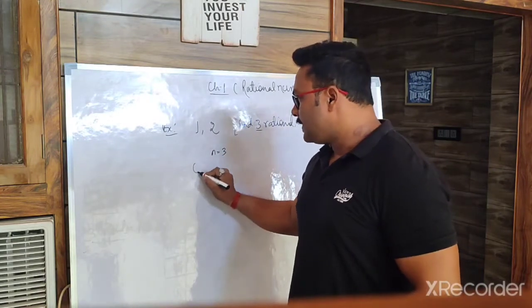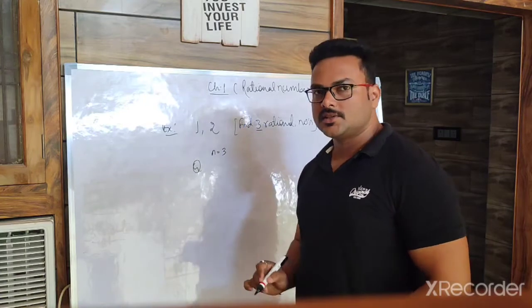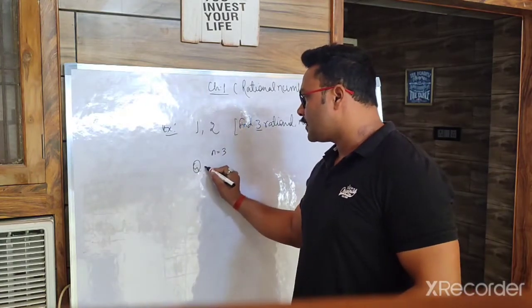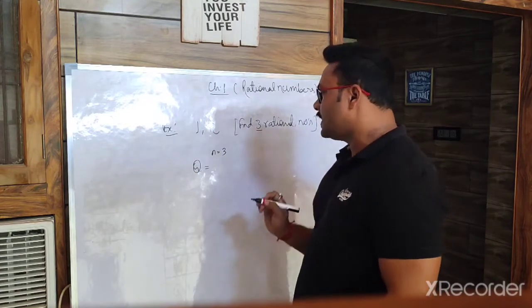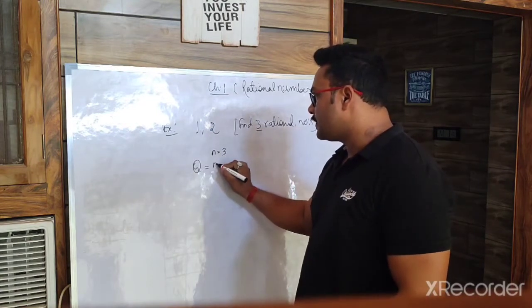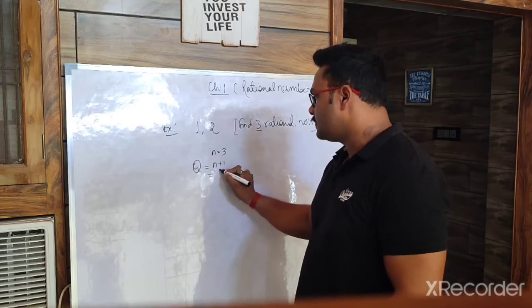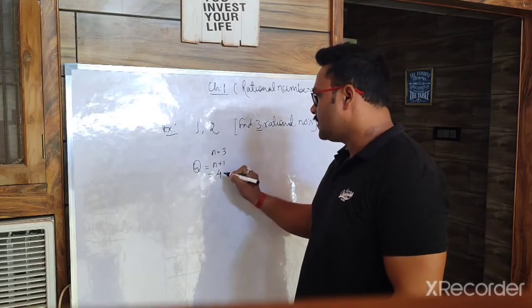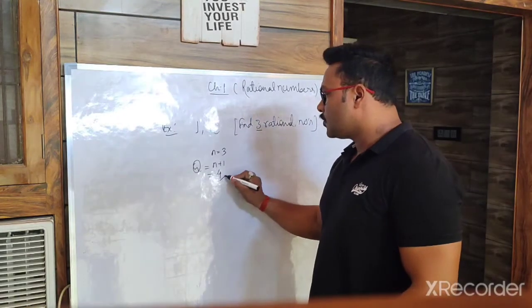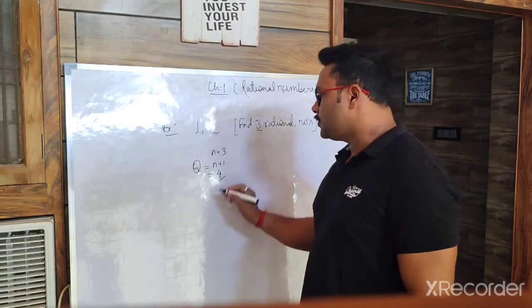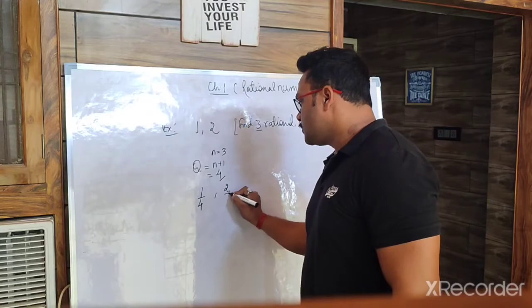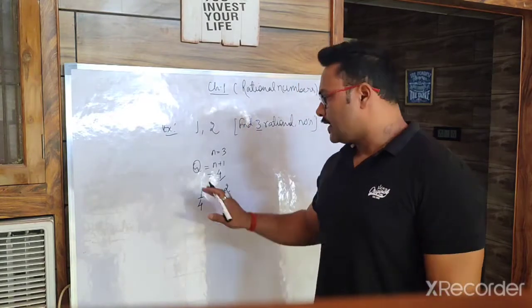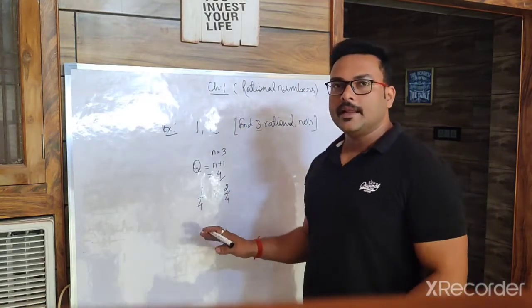First of all, it is the first step, we have to find a quotient. Suppose n is equal to 3, or three rational numbers we have to find, then we have to add one more, n plus 1, that is 3 plus 1 is equal to 4. So quotient will be 4. Now this 1 and 2 you have to divide by 4: 1 by 4 and 2 by 4. You divide it and make it an equivalent fraction.